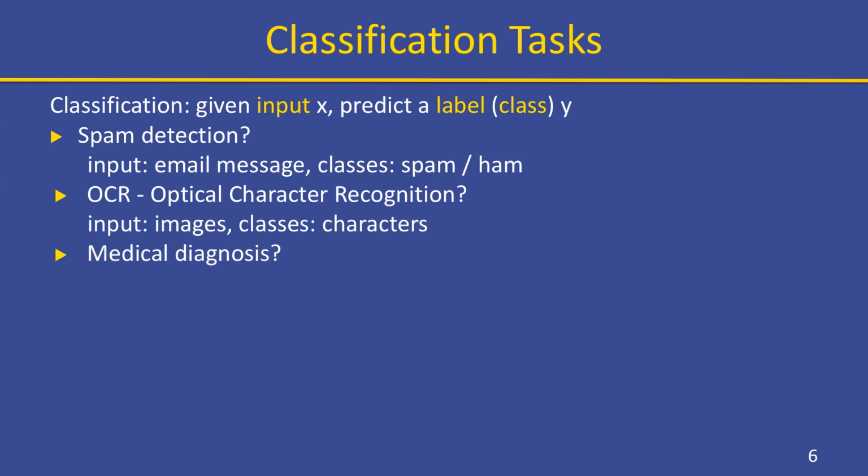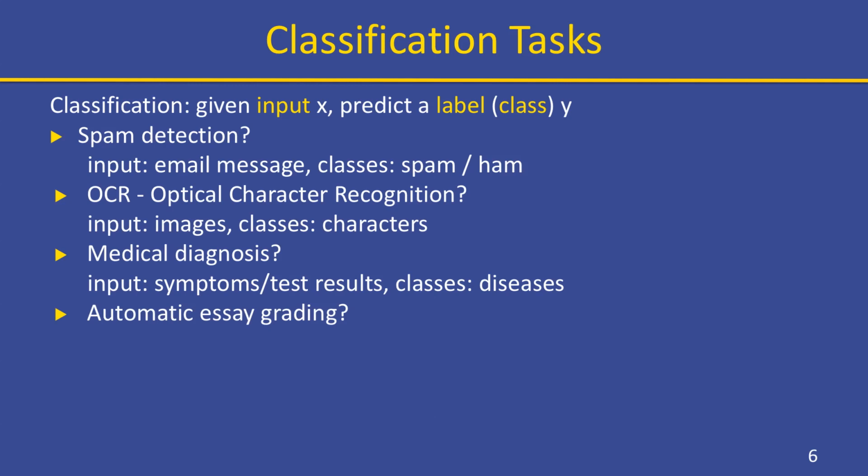For medical diagnosis, our input consists of the symptoms or the test results, and our classes consist of the diseases that we're trying to diagnose. In the simplest cases where we're trying to detect the presence or absence of a disease, we have only two classes, and we also get a binary classifier. Automatic essay grading, believe it or not, is real, and it's also an example of a classifier. So the input here is actually a document, a text document, and the output is a grade. It could be A through F. So we would have 5 classes here.